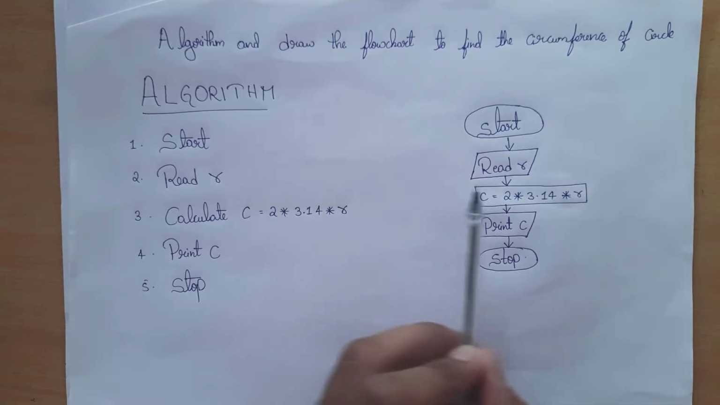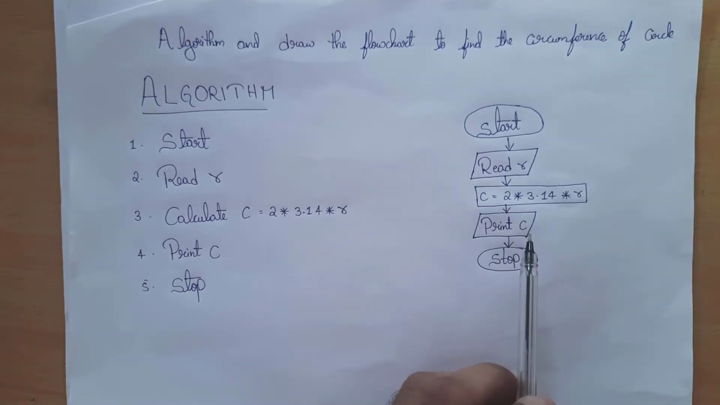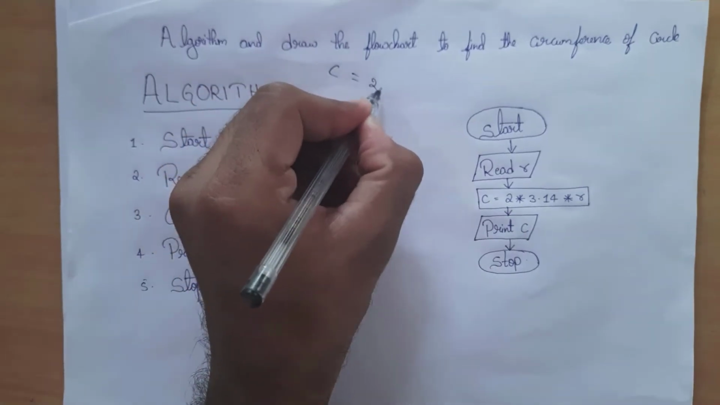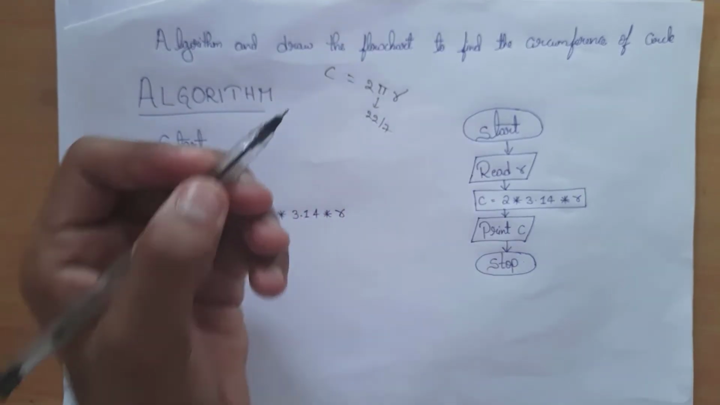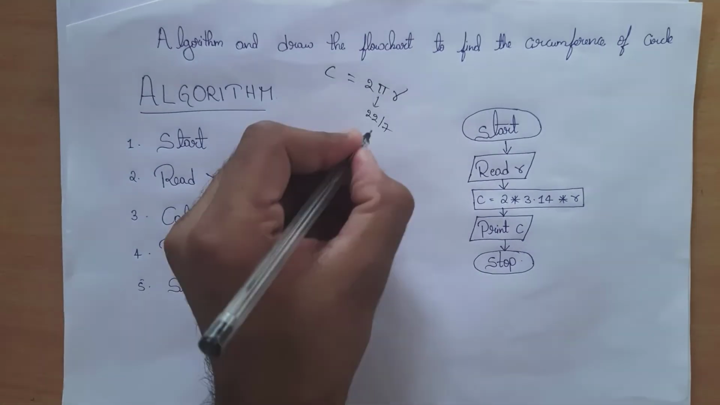This is an algorithm and flowchart for circumference of a circle. Circumference formula is 2 pi r. Value of pi is 22 by 7. That means if you convert this in calculator, you will get value as 3.14.